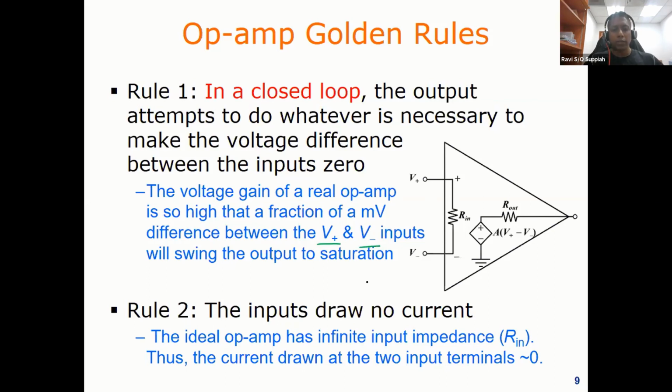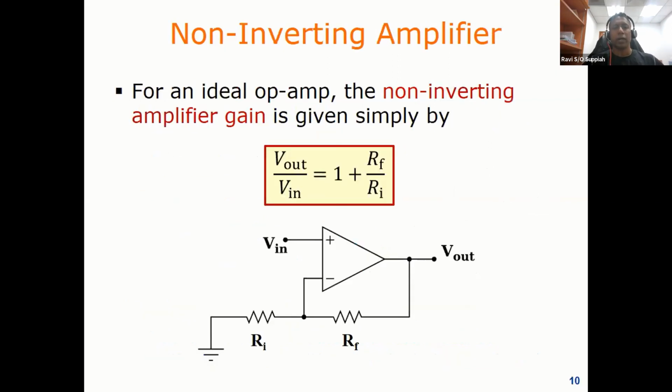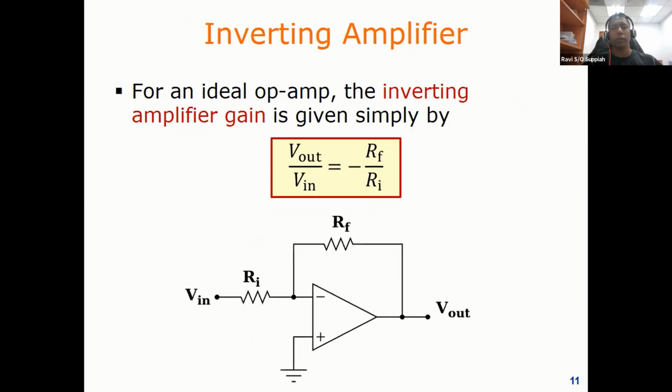And the second golden rule is the input draws no current, because we said that the input impedance is very, very large, close to infinity. So there is no current flowing into the input terminals of the op-amp. We saw these two configurations. Non-inverting means the input is connected to the positive terminal of the op-amp. The derivation yesterday I already showed you, so I will not go through that again. And for the inverting amplifier, the input is connected to the negative of the op-amp.